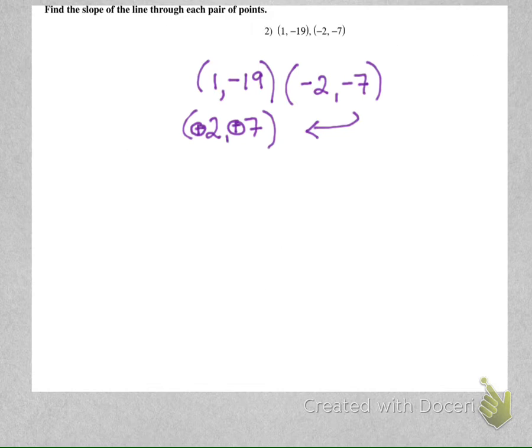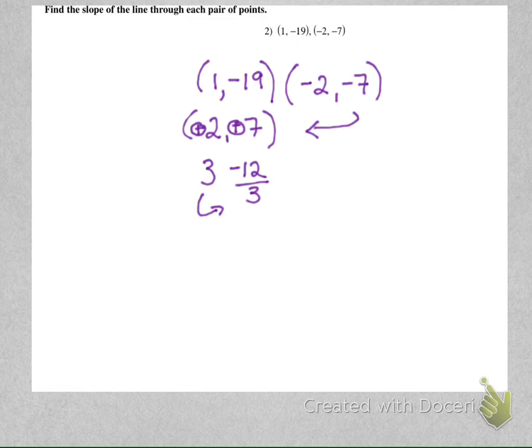And now we combine. A 1 and a 2 is a 3. A -19 and a +7. Signs are different. Find the difference. So 19 minus 7 is 12. And we take the sign of the higher number, -12. Bring this one under that one. And we get a -12/3.